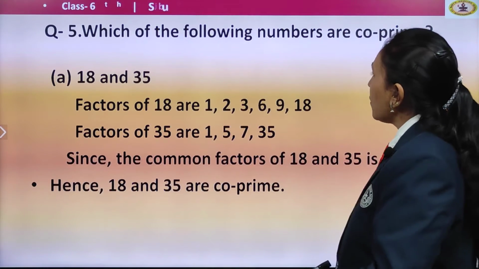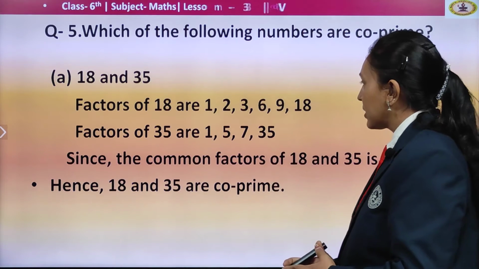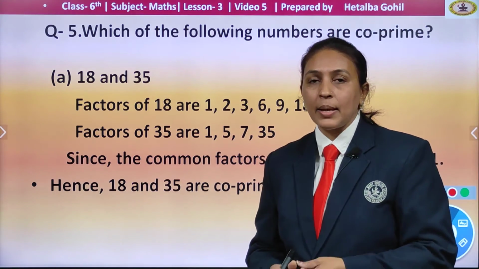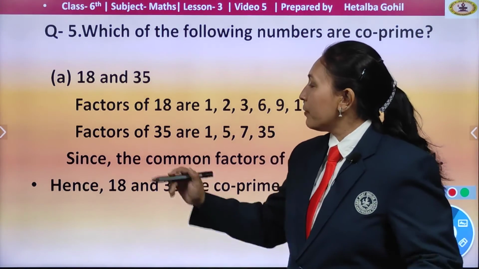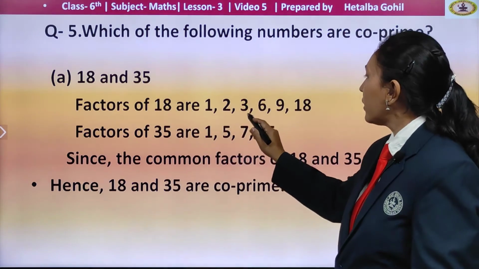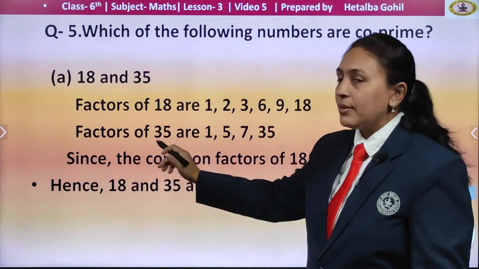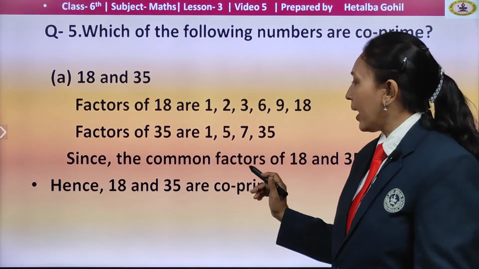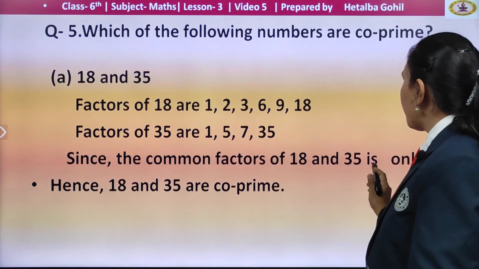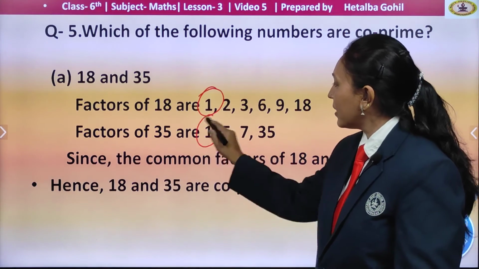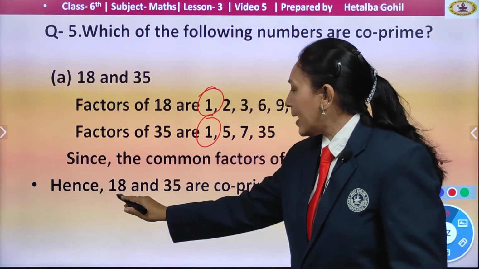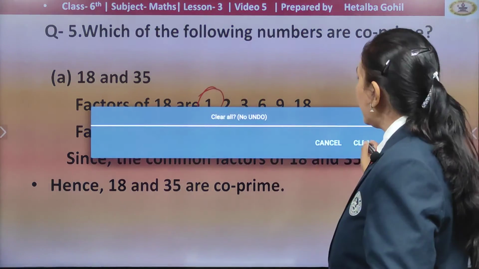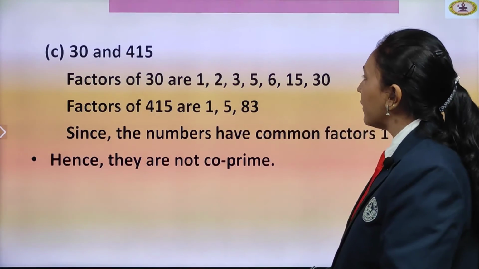Now, which of the following numbers are co-primes? Children, co-primes means you don't have any factor in common except 1. So the factors of 18 are 1, 2, 3, 6, 9 and 18, whereas the factors of 35 are 1, 5, 7 and 35. Since the only common factor of 18 and 35 is 1, I can say that 18 and 35 are co-prime numbers. So only 1 should be common in both the given numbers, or in more numbers if more are given.